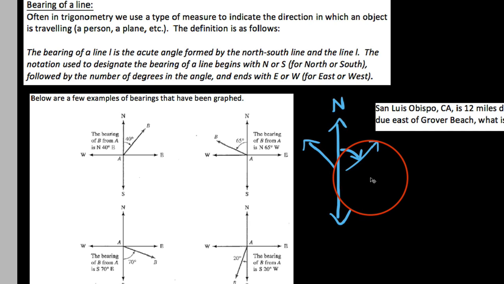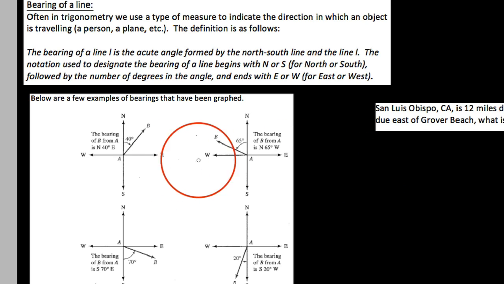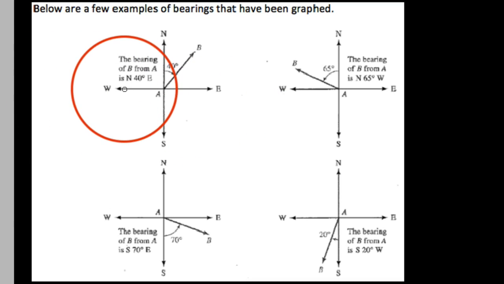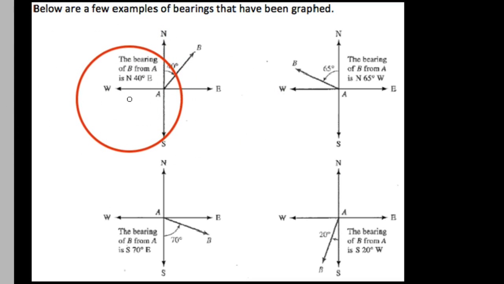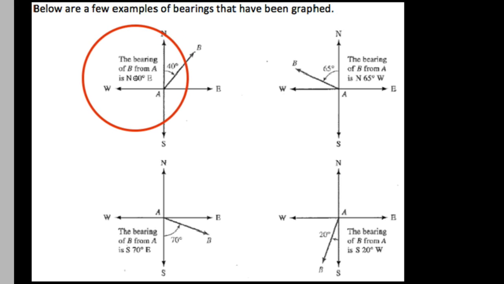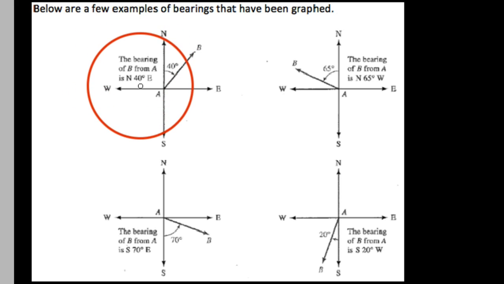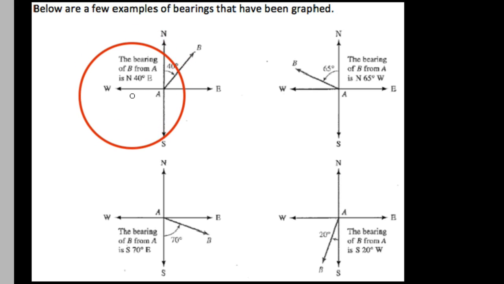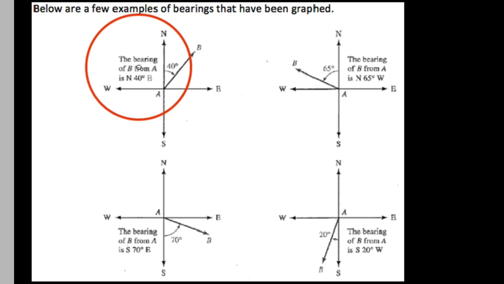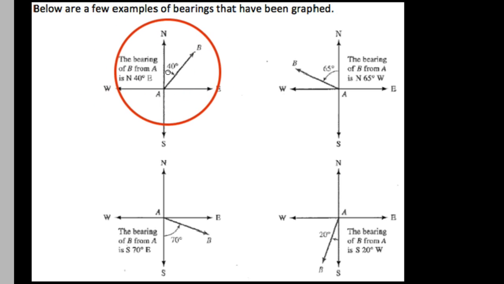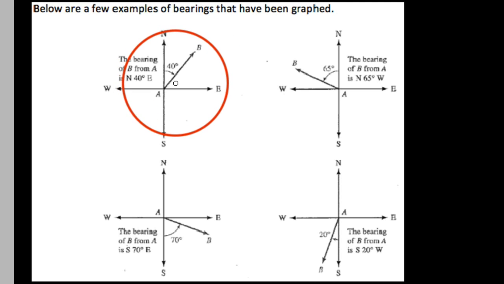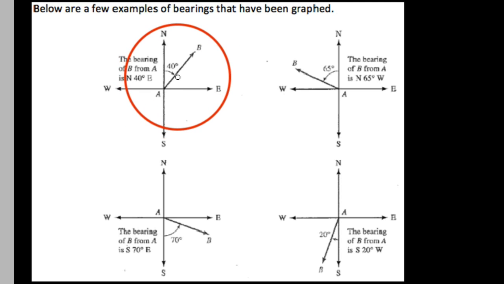So I think the best way to do this is take a look at a few in this diagram that I already have copied and pasted over here. We say here are a few examples of bearings that have been graphed already. And so in terms of writing them, you notice where my mouse is here. We say the bearing of B from A is north 40 degrees east. Okay, so let's talk about a few things first. We said it's of B from A. Another way to look at this is from A to B, okay? How would you get from A to B? What direction would you have to head in?